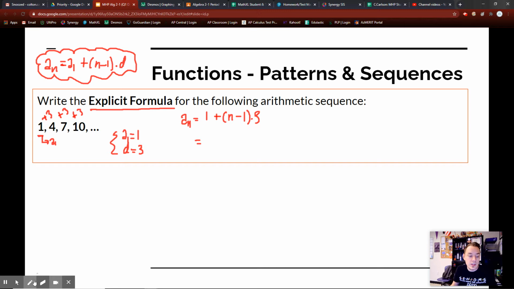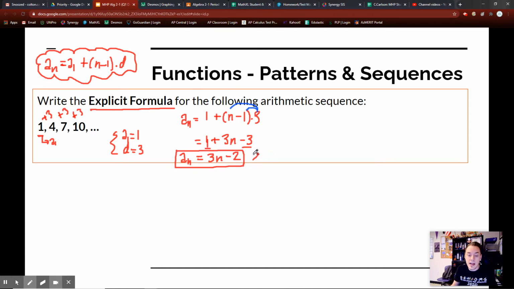Now, of course, just like any other distribution, because of the commutative property, I can multiply this through. So what do I have? I have 1 plus 3n minus 3. And what does this equal? When I simplify everything, specifically those two, I have 3n minus 2. This is my general term formula.